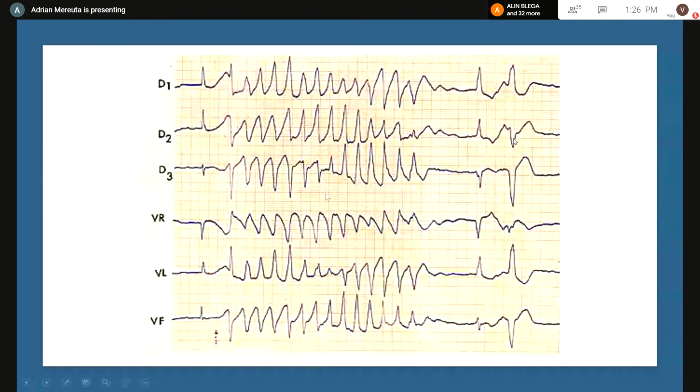How do we call this rhythm? Who knows? Torsade de pointes. Exactly. If it's not because of bradycardia, we call it polymorphic ventricular tachycardia. But if it's because of the increased QT interval, and this is usually related with bradycardia, we call it torsade de pointes. And this is the case here.